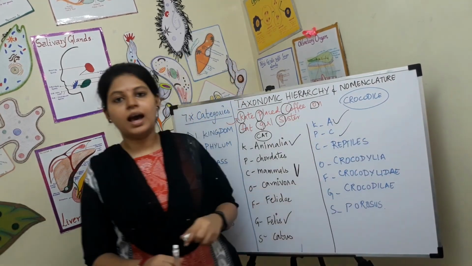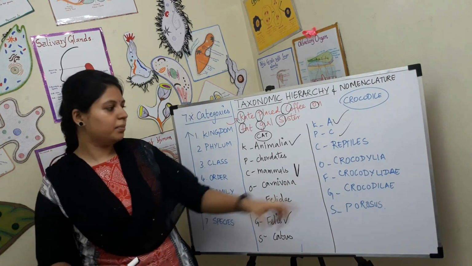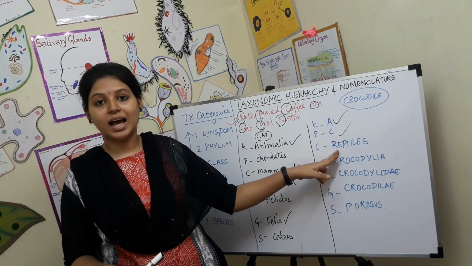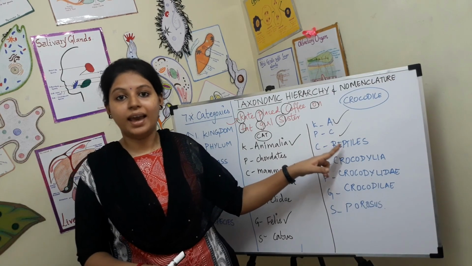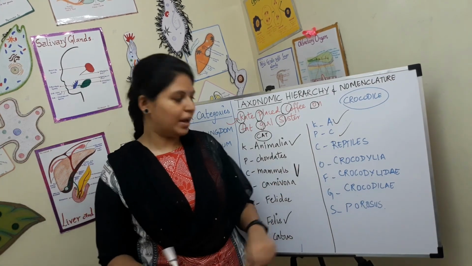So next is class Reptilia. Why are they placed in reptiles? Because they have a scaly, rough skin, and they lay eggs. So they are placed under reptiles.